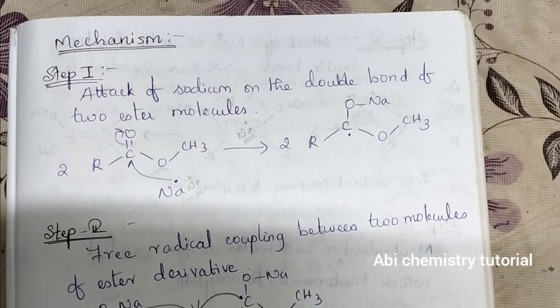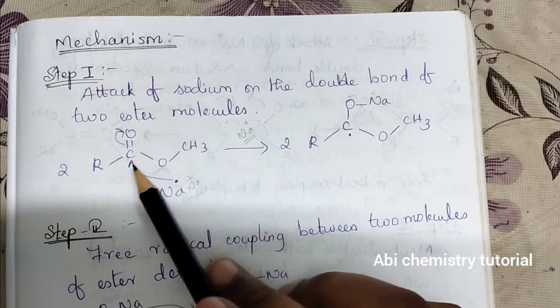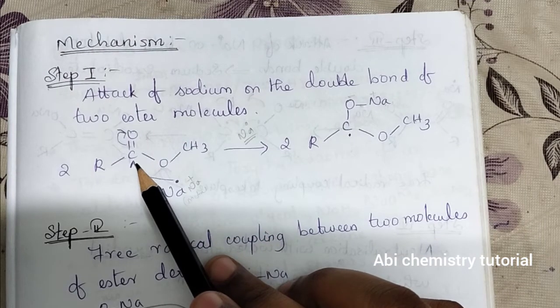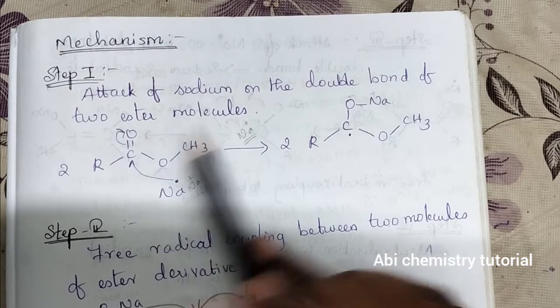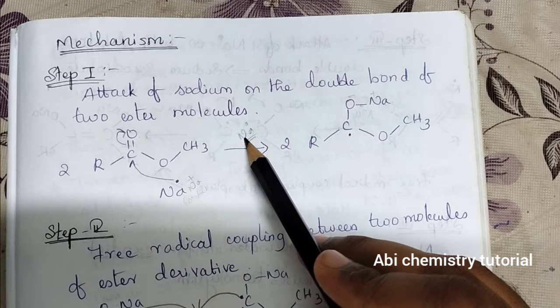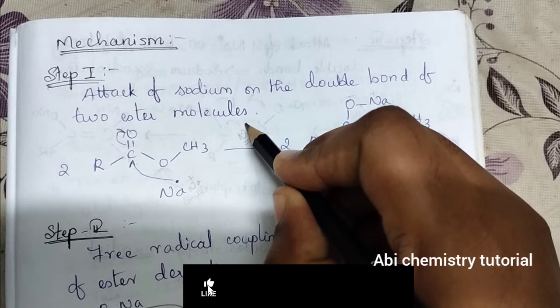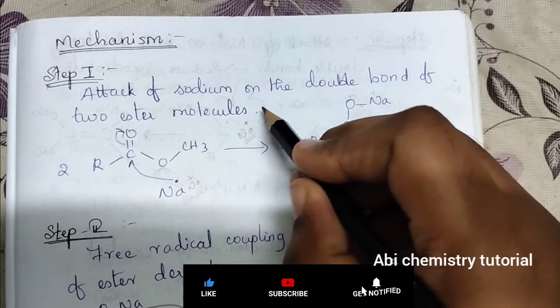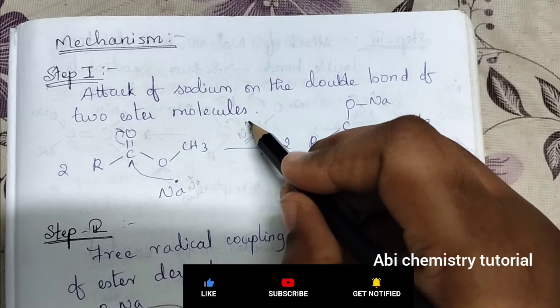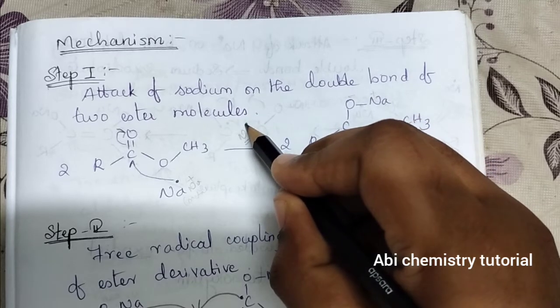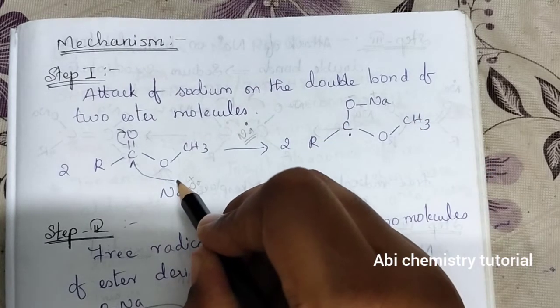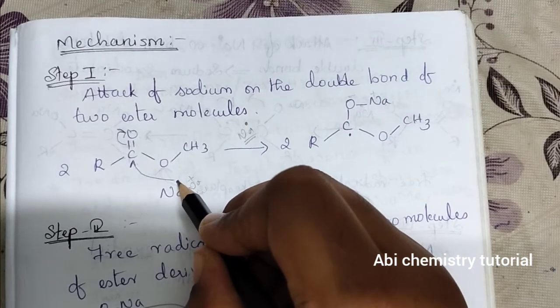Next we are going to learn the mechanism of Acyloin condensation. The first step is that the sodium metal attacks the double bond of the C=O group. Sodium metal has 11 electrons, so one extra electron, as you know. It usually loses this electron to form Na plus. Now we are taking metallic sodium, so we have an electron here and this sodium will donate this electron to carbon.